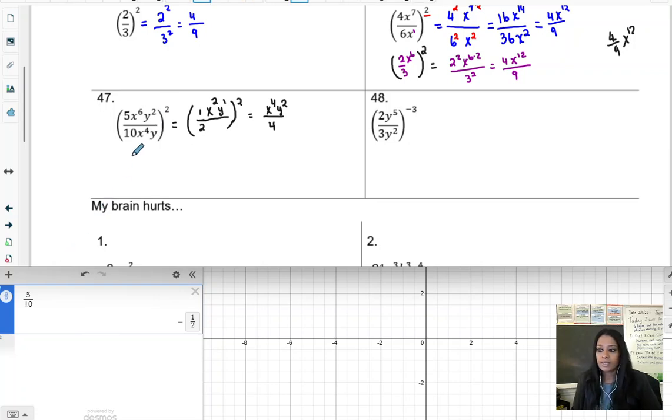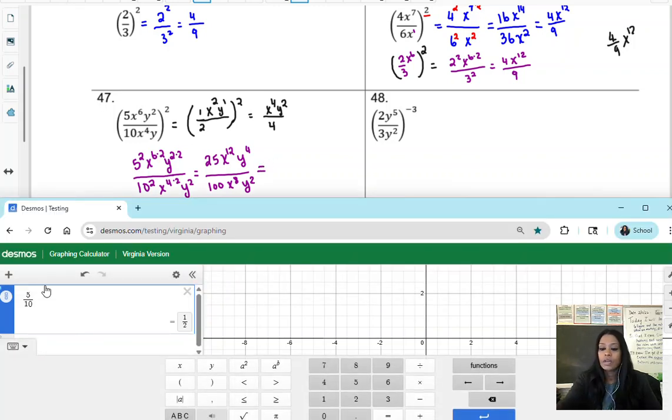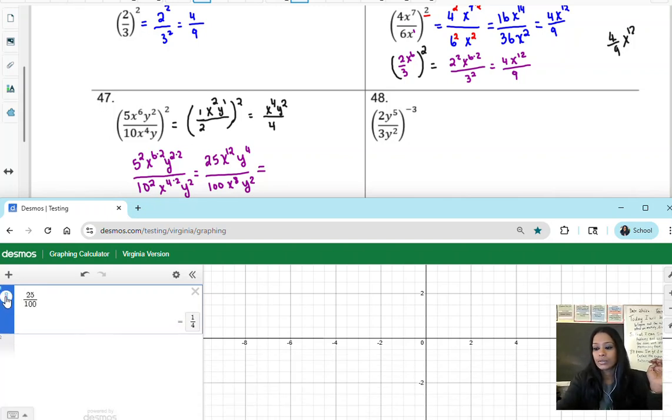Here's another way you can do it. Sometimes it's easier when you have everything sorted out. So 5 squared, x to the 6 times 2, and then y to the 2 times 2, over 10 squared, x to the 4 times 2, and then y to the 2. Okay, so 5 squared is 25. 10 squared is 10 times 10, which is 100. And then I have everything else here. Let's clean this up a little bit. So 25 over 100, you can reduce that down to 1 over 4.